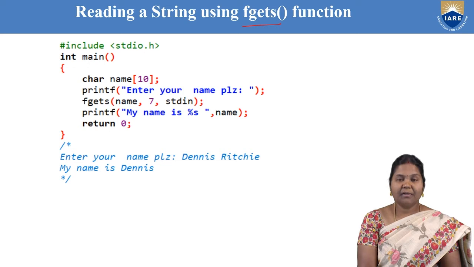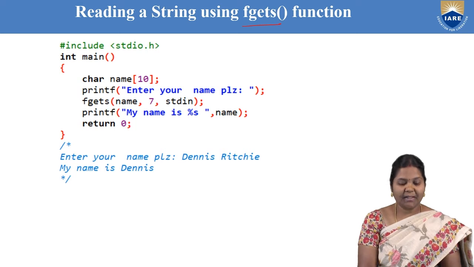You know that your standard input device is treated to be a file. So stdin is the standard input device, and stdout is the standard output device. These standard input and output devices are also treated to be files. So using the fgets function, we can read a string from the keyboard and you can display it onto the output device also. Let us see how.